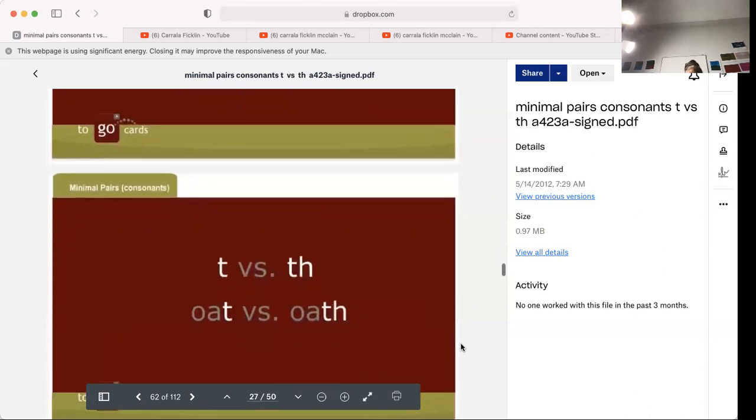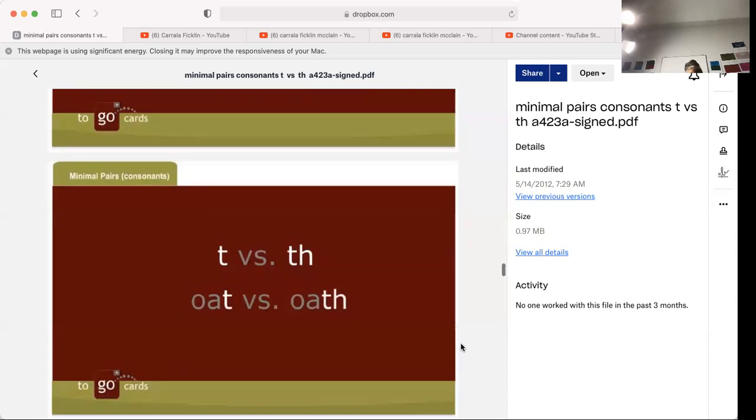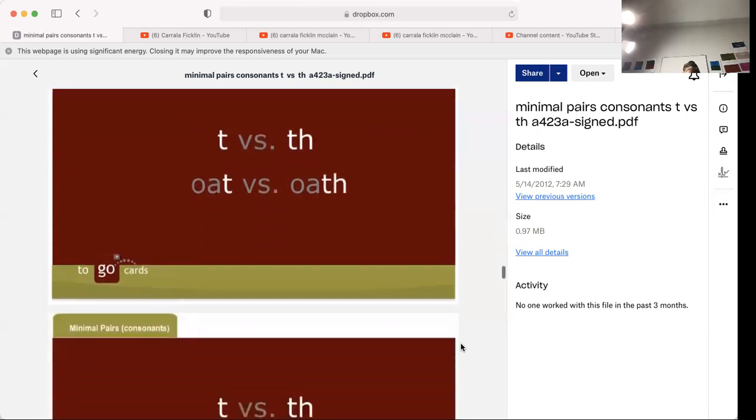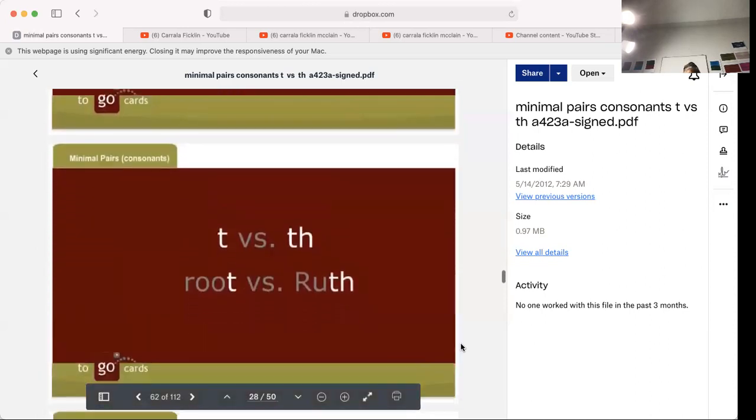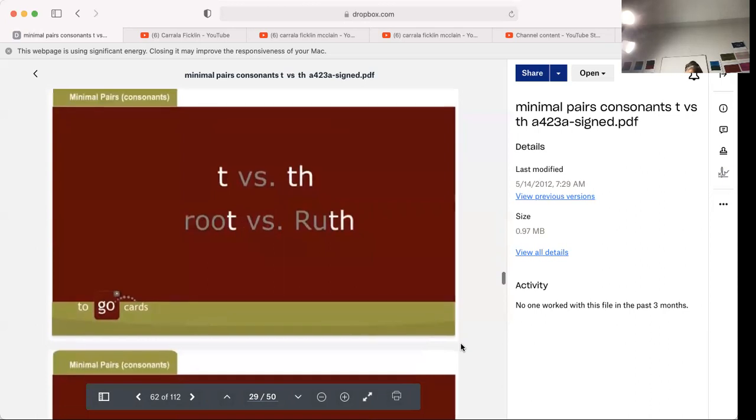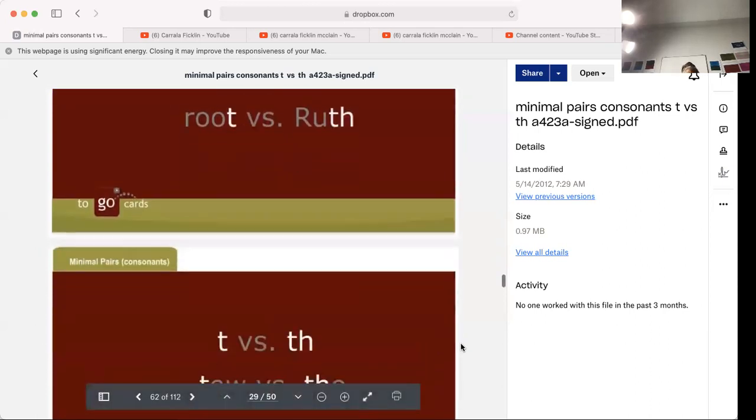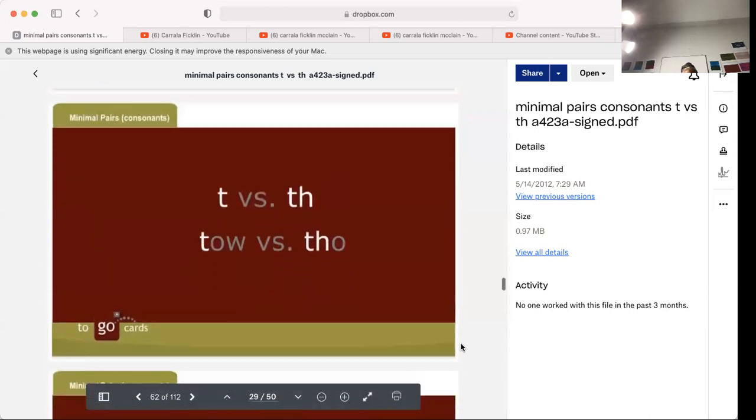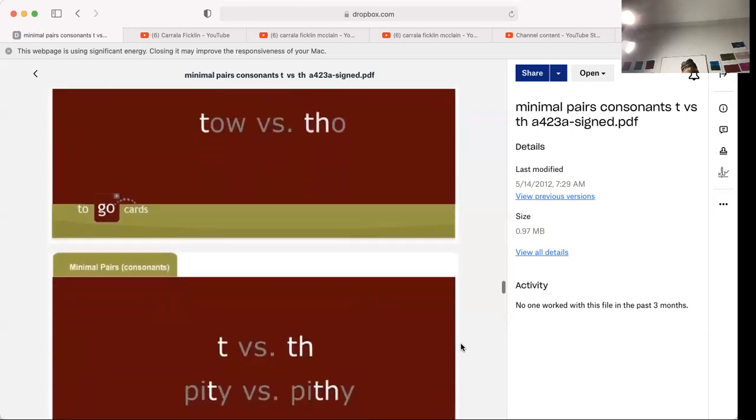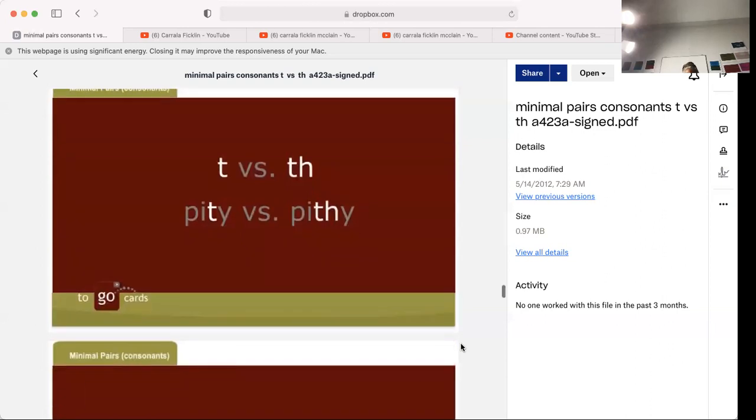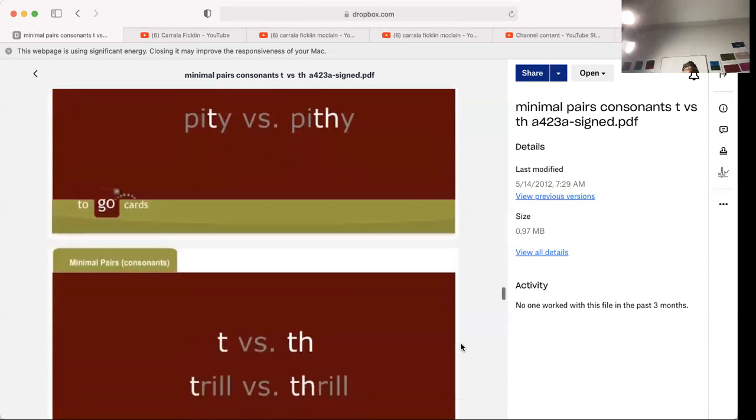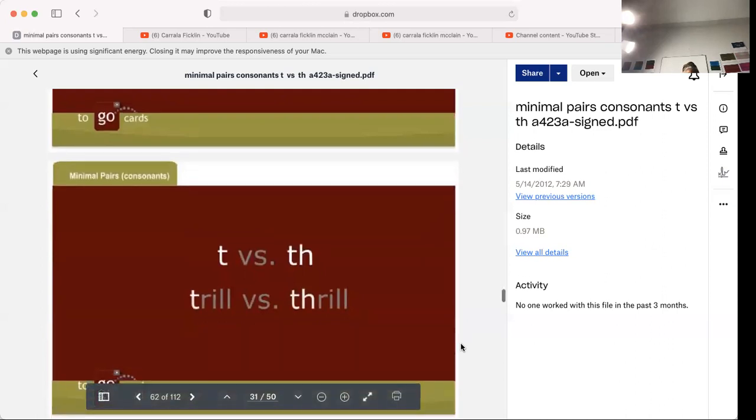Look at these cards. I've never realized it before. Because, I mean, how many times do you go around and say oat, oath? But they can be difficult. I can see that this can be rather difficult. Root, Ruth, toe, though, pity, pithy, trill, thrill.